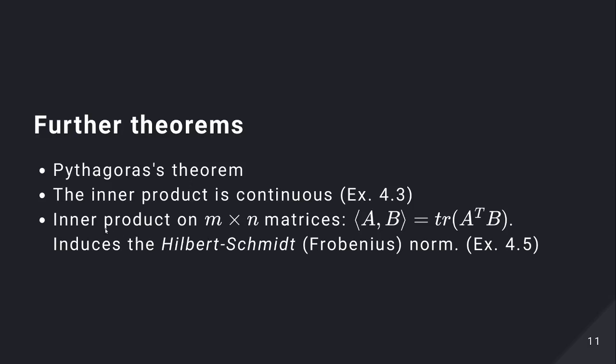And finally, this one is pretty nice because you can also define an inner product on m by n matrices by simply taking the trace of A transpose B. And this induces, in the book they call it the Hilbert-Schmidt norm, but it's better known as the Frobenius norm, exercise 4.1. So this is pretty nice because it means you can take a space of matrices and actually consider it as an inner product space. And of course, because it's a finite dimensional space, it's automatically Hilbert.